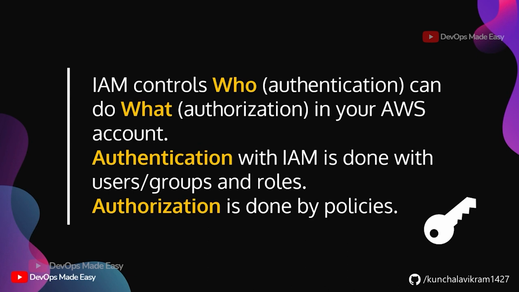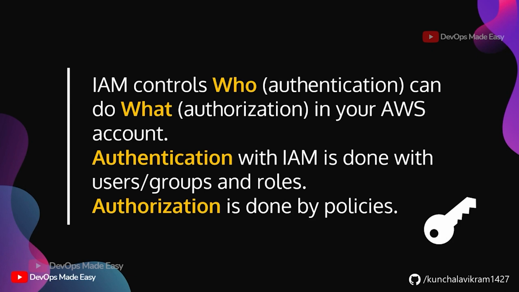And IAM controls who can do what in your AWS account. Here, who comes under the authentication part and what comes under the authorization part. So who can do what in your AWS account? Like I have a user X. What can that user X do in my AWS account? Does he have full access to all the resources, or does he only have access to EC2 services? This is what controls the authorization.